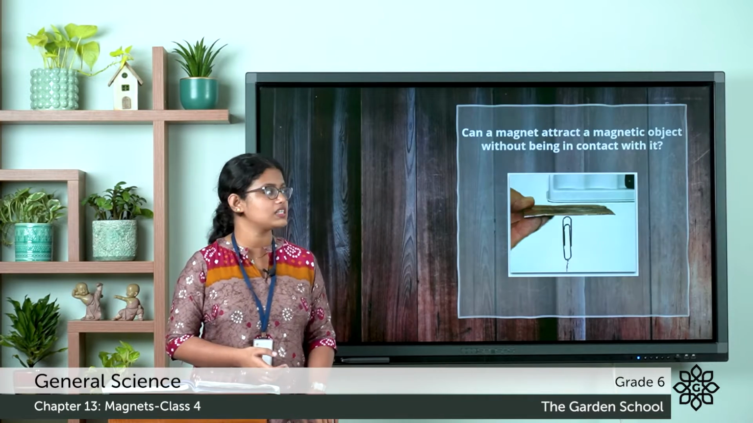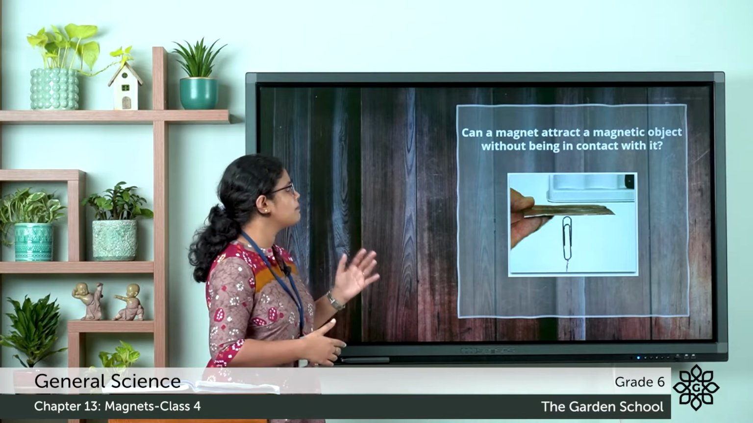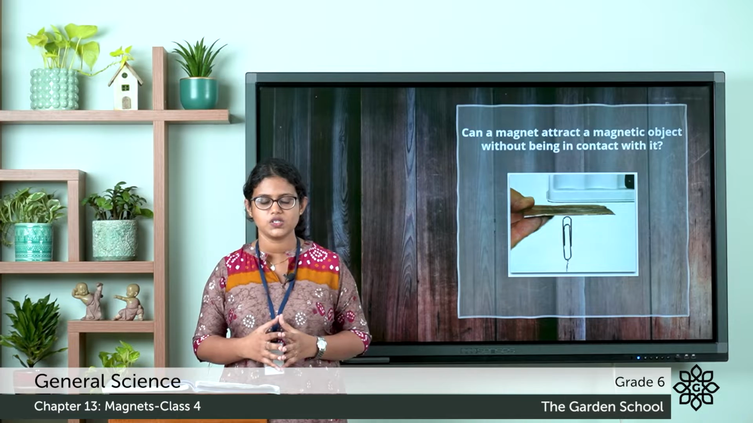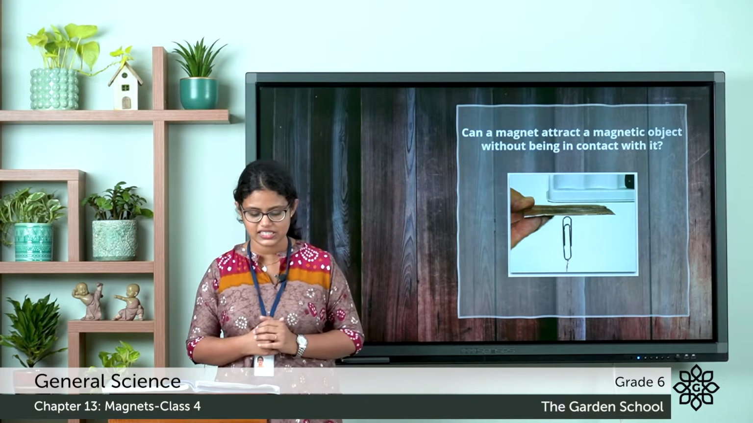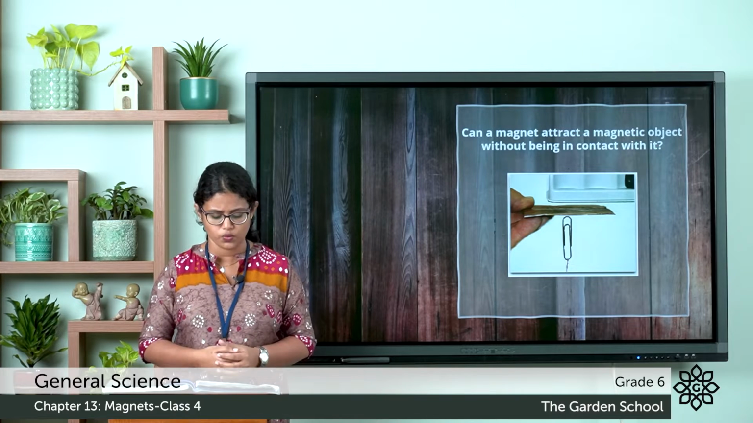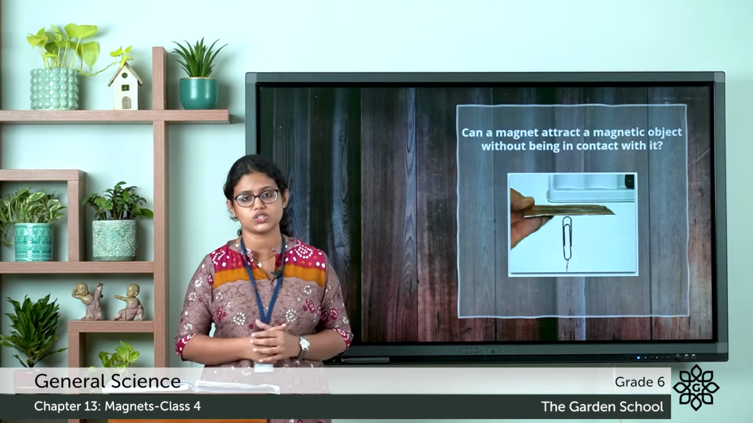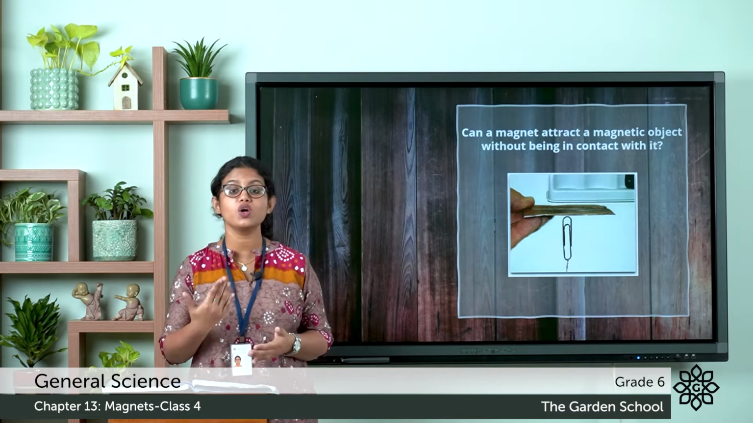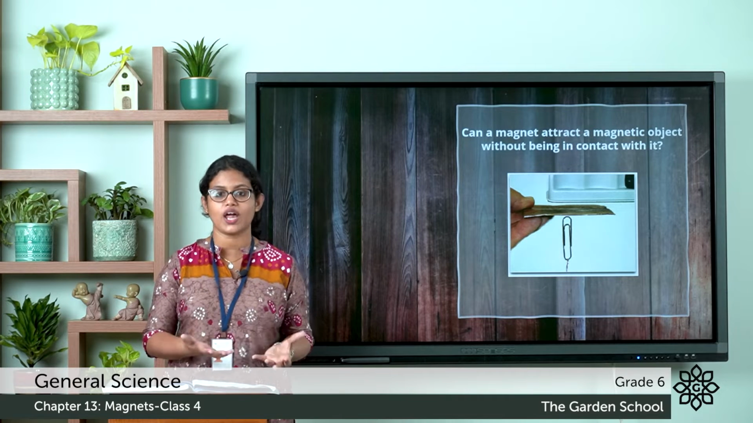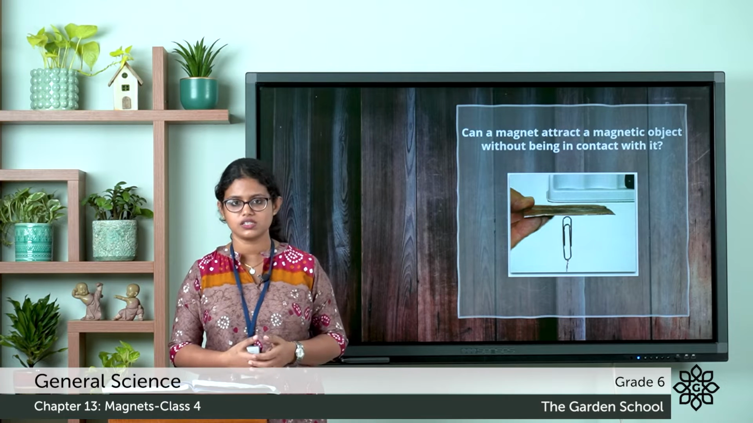So now first let's discuss, can a magnet attract a magnetic object without being in contact with it? So is that possible? Yes. Magnetic forces are non-contact forces. They push or pull objects without touching them. A magnet does not have to be in close contact with the magnetic material to attract it. The magnetic force can be exerted from a distance.